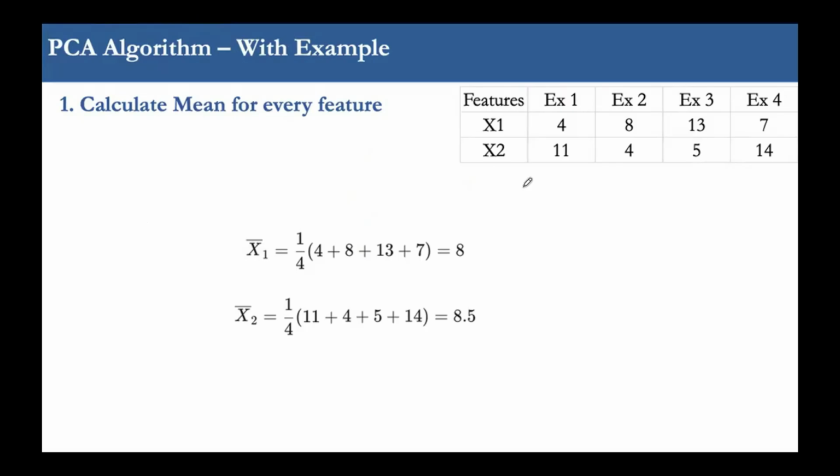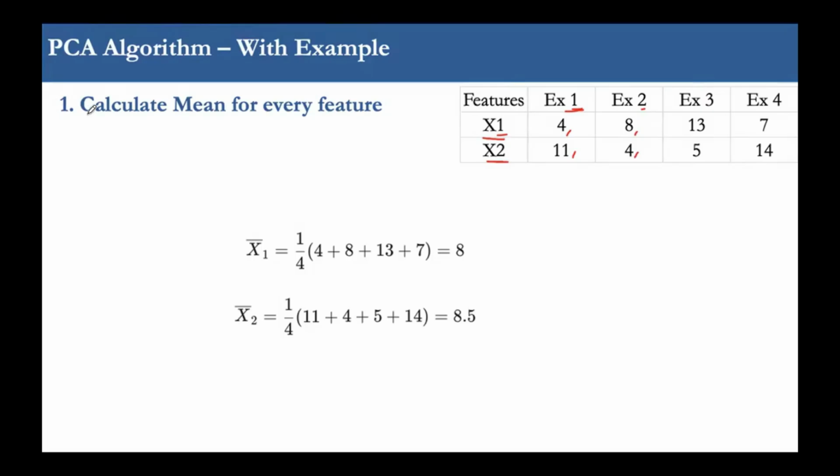So here we have a data set. This data set contains 4 data points, 1, 2, 3 and 4, and it has 2 features x1, x2. x1, x2 are 2 features, and these are all the data points. We have 4 data points. The first data point contains the features 4 and 11. The second data point contains the features 8 and 4.